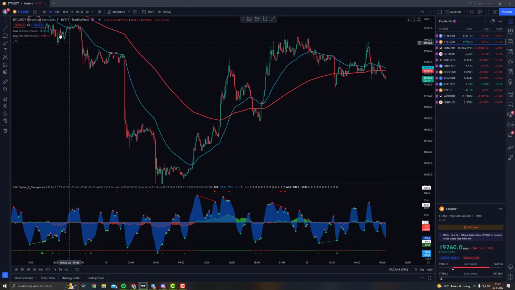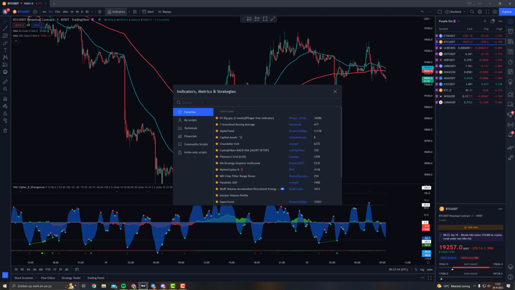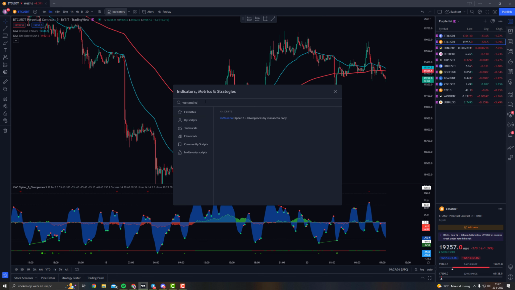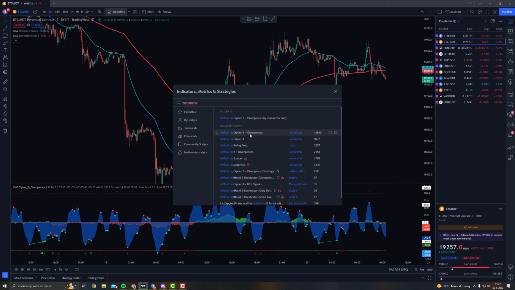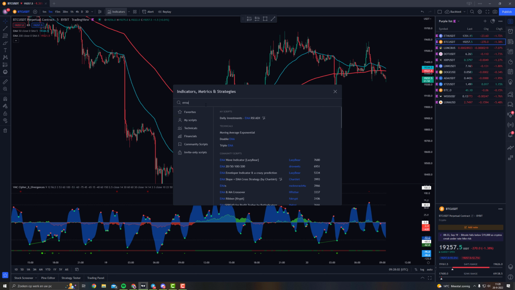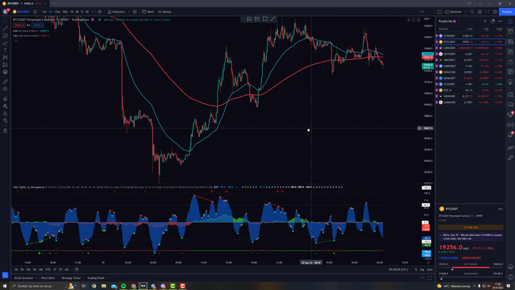So if you go to the chart, BTC USDT, we need to be on the 5-minute chart and we need to add 3 indicators. 2 EMAs and 1 VuManChu. So you go to indicators and you search for VuManChu. It's a VuManChu Cipher B plus divergences. And you are gonna need 2 EMAs. Moving average exponential, just press that one twice and you're almost good to go.